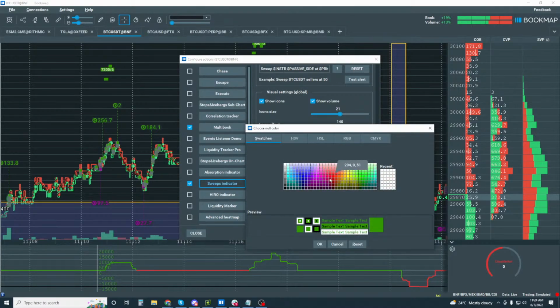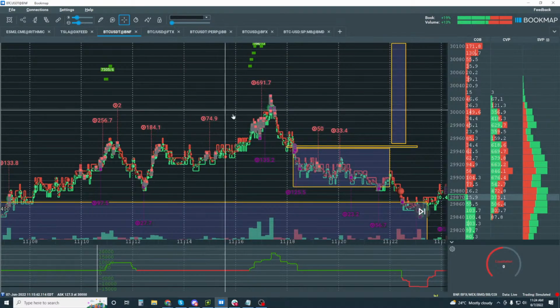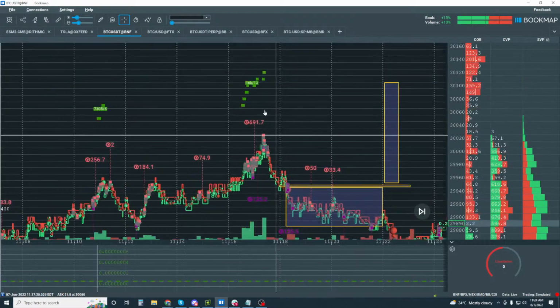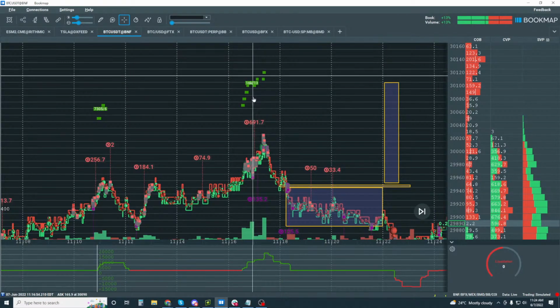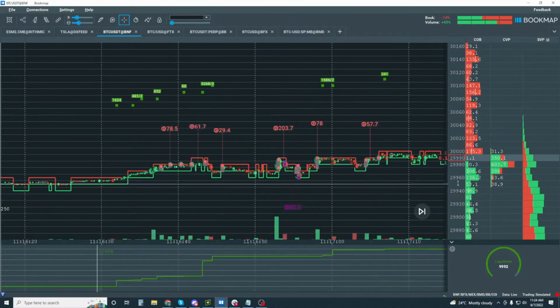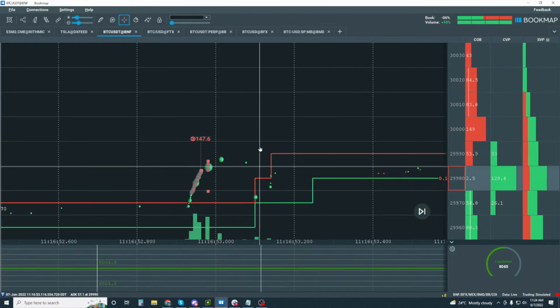All right, just for kicks, we're going to make it kind of orange just for now. So these are book sweeps to the upside, and see the orange square. See how that coincides with liquidations here. So it's an order book sweep. What's an order book sweep? Let's zoom in. Okay, this is an order book sweep right here.